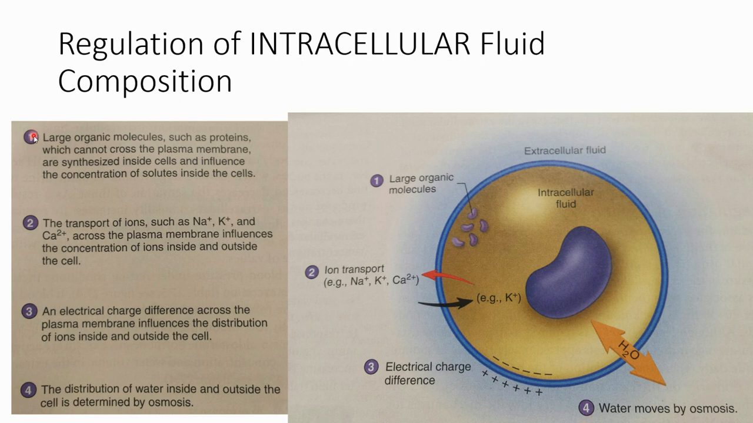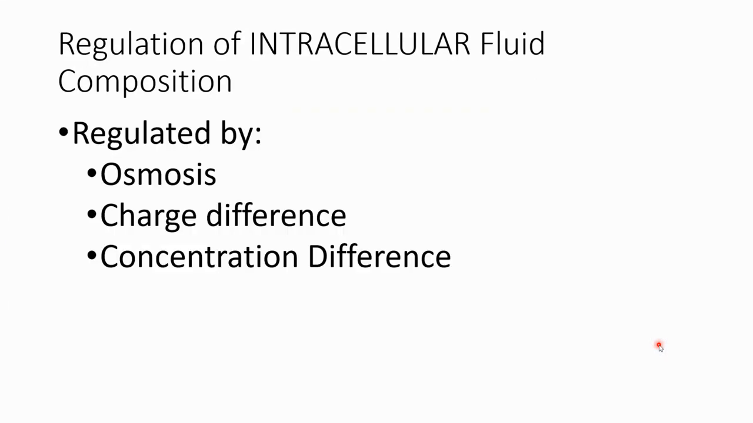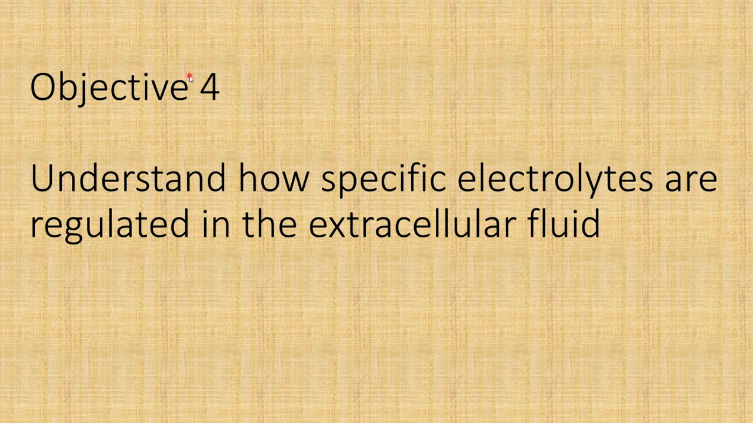So you have got 4 components that contribute to the intracellular fluid composition: large organic molecules inside the cell, the transportation of ions across the plasma membrane going both directions, electrical charge difference, and the movement of water. The regulation of intracellular fluid, like we said just a second ago, is regulated by osmosis, charge difference, concentration difference. This includes the ions and the proteins. And that concludes objective 3.